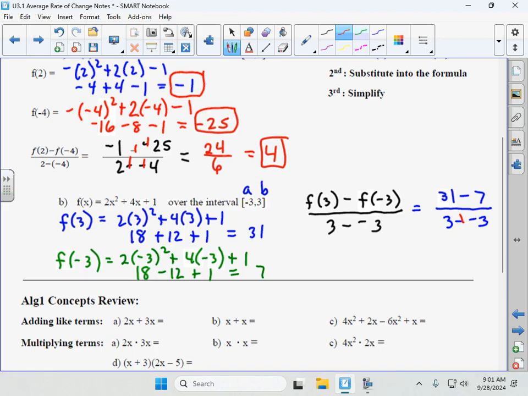We can simplify this. 31 minus 7 is 24. 3 plus 3 is 6. 24 divided by 6 is 4. All right, it's just a coincidence we got the same value. It's not always the same.